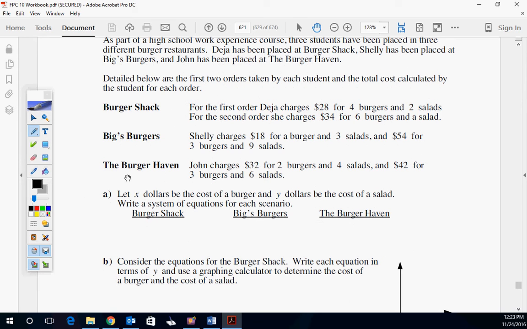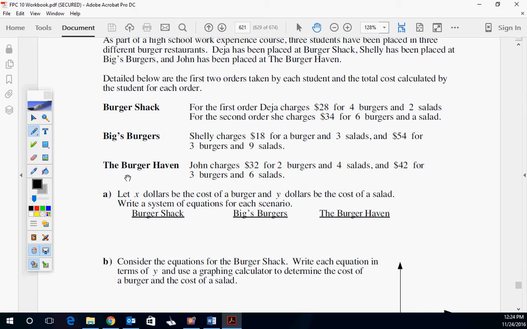So Burger Shack, for the first order, Deja charges $28 for 4 burgers and 2 salads. For the second order, $34 for 6 burgers and a salad. So you can see what's our X and Y's here. What represents X? What represents Y? Yeah, burger and salad are the things that we're comparing. Okay, their prices, just like we did last time. What did we compare last time? You remember in our notes? Tickets. Kids and adults, yeah.